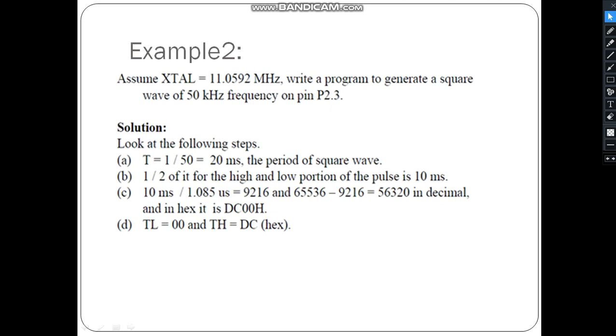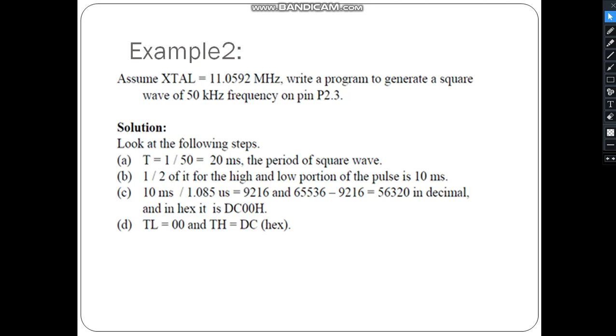Coming to the calculation part, first we have to calculate the timer delay. Here we know the frequency, so the inverse of the frequency gives you the timer delay. The total delay is 20 milliseconds. That means for a 10 millisecond duration, a logic high signal has to be generated, and for another 10 milliseconds, a logic low signal has to be generated.